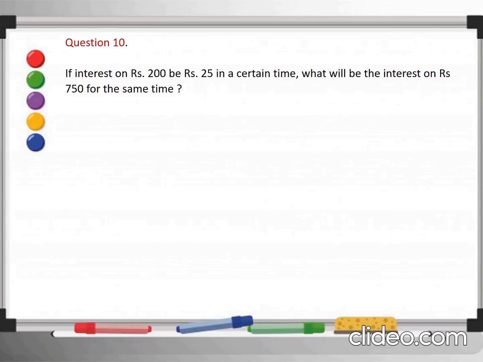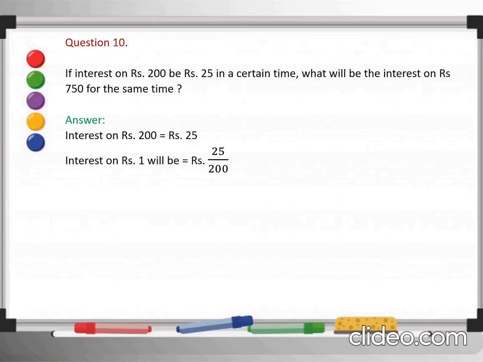Here, interest on 200 rupees is how much? 25 rupees. So, what is the interest for 1 rupee? 25 upon 200. Therefore, interest on 750 rupees equals 25 upon 200 into 750.